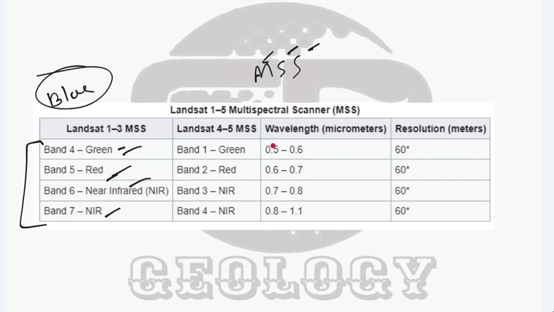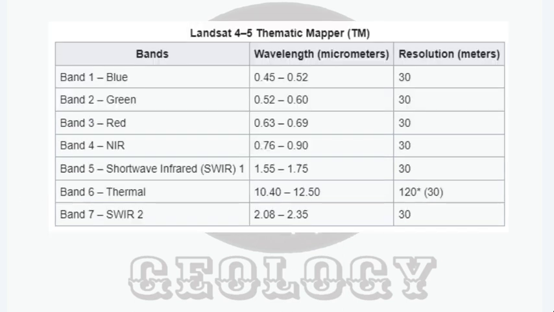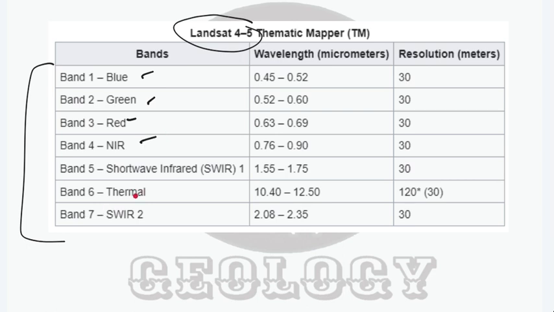Okay, so this is the multispectral scanner. Next is the thematic mapper, Landsat 4 to 5. This thematic mapper is used in Landsat 4 and 5. So here 3, 4, 5, 6, 7 bands are there: blue, green, red (RGB), near infrared, SWIR band, thermal and SWIR 2. Okay, this bunch of bands are there.